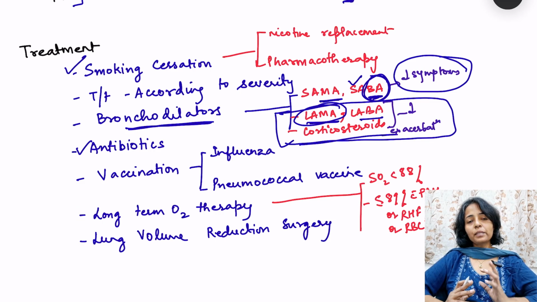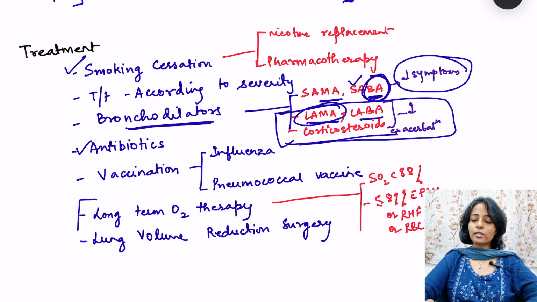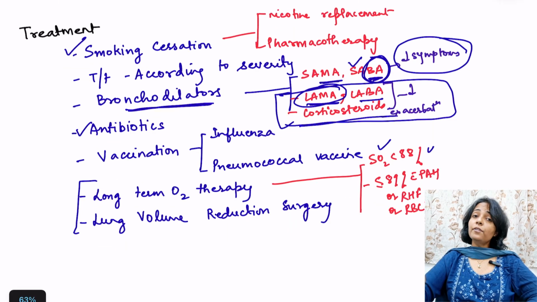In fact, there are proper indications for long-term oxygen therapy and lung volume reduction therapy. For example, long-term oxygen therapy has to be given if oxygen saturation is less than 88%. And even if it is not less than 88%, but there is development of pulmonary hypertension with right heart failure, or there is presence of polycythemia, then long-term oxygen therapy has to be started.